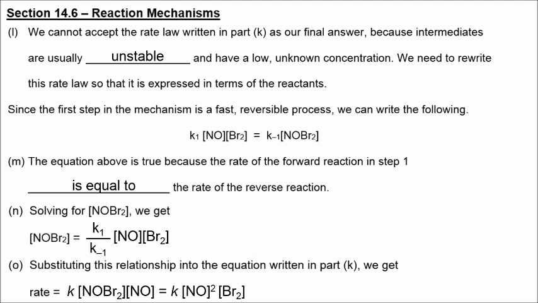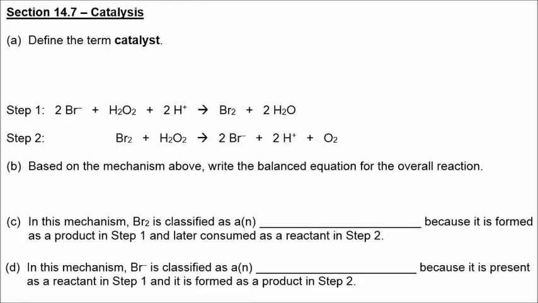So we've substituted for this intermediate by writing an expression that says, hey, the first reaction was an equilibrium, it was a rapid equilibrium, so the rate of this formation of NOBr2 is governed by the concentration of NO and the concentration of Br2 in the first step. So our overall rate law is second order with respect to NO and first order with respect to Br2. Okay, so we've talked about intermediates.